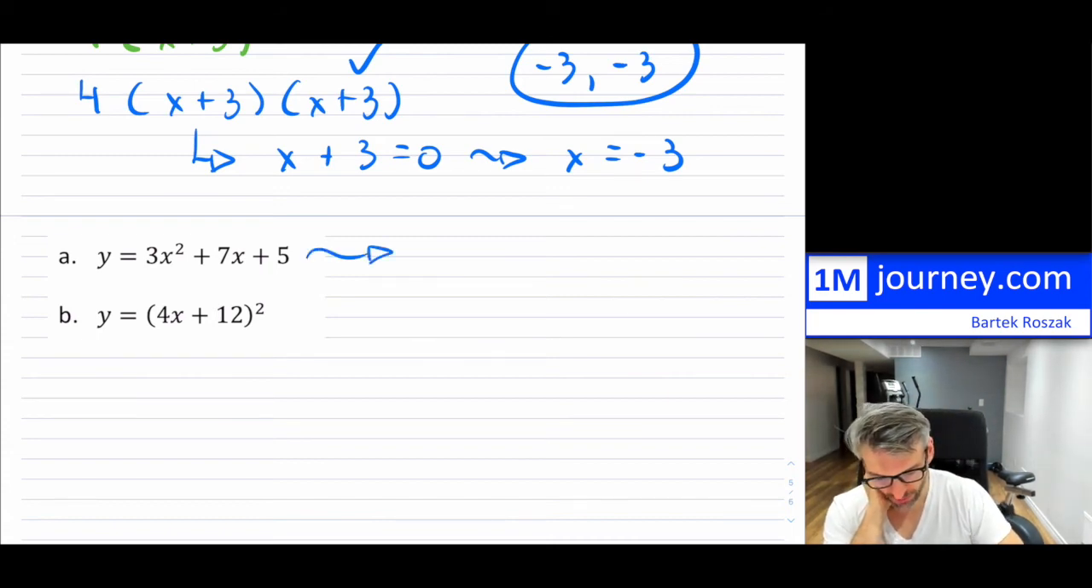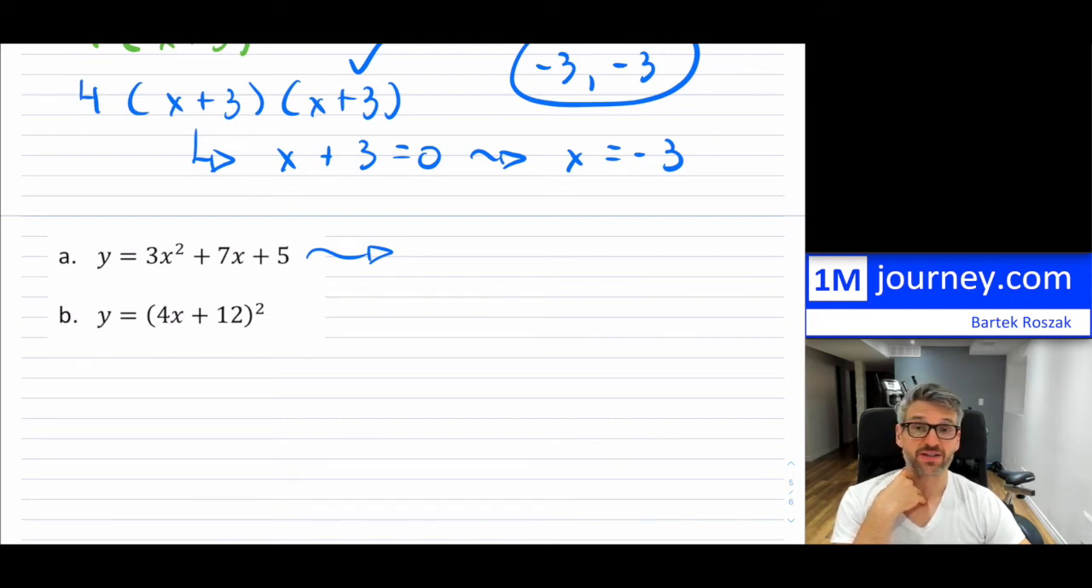Of course, it would be great if we could factor this out. Looking at this, we actually can't factor this out because 3, 7, and 5 are all prime numbers. So 3 times 5 is 15. In order to get 15, I won't be able to get that 7, or at least it will not be in a very nice form for me.